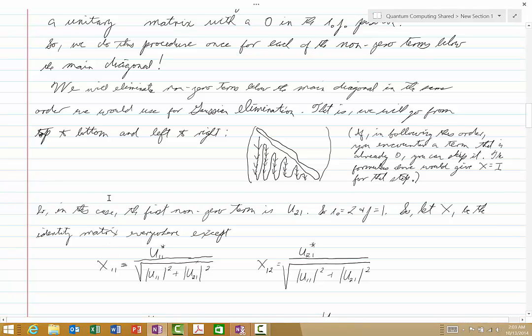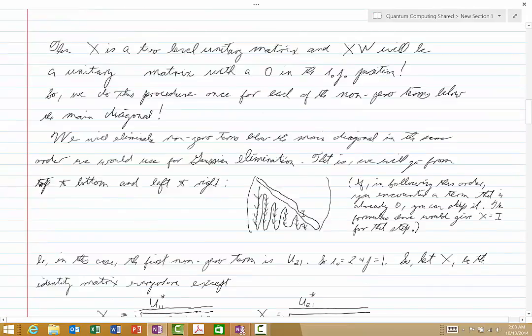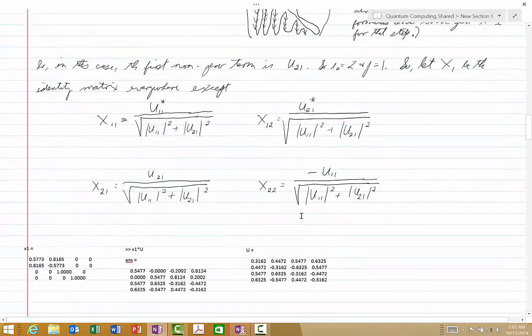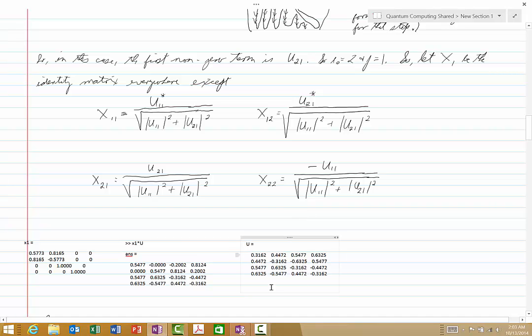Okay, so in the case we're considering here, the first non-zero term is U21. Here's our matrix U down here. And you see that when we begin to look below the main diagonal, we're going to look top to bottom and left to right. The very first one we encounter, 0.4472, is non-zero. So U21 is the first non-zero term. And so we're going to let X1 be the identity matrix everywhere except for these four entries.